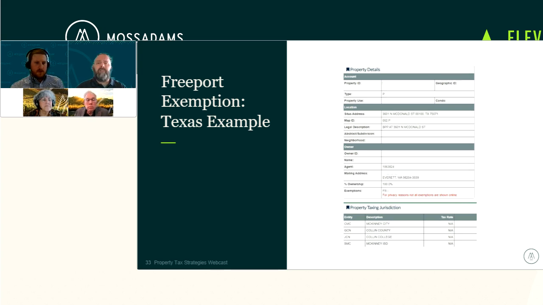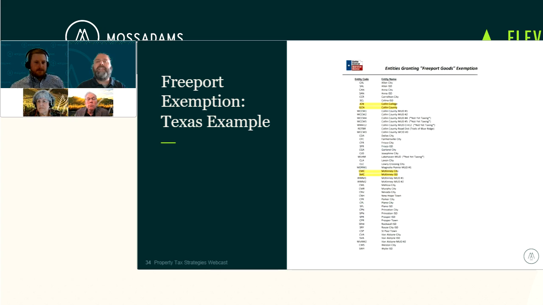And luckily, Collin County has a very nifty little form on their website that shows exactly what entities are offering the Freeport exemption. Those 4 happen to be highlighted: Collin College, Collin County, McKinney City, McKinney ISD. So for this particular location, this taxpayer is 4 for 4. All 4 of the taxing jurisdictions are offering the Freeport exemption, which is good news for them.